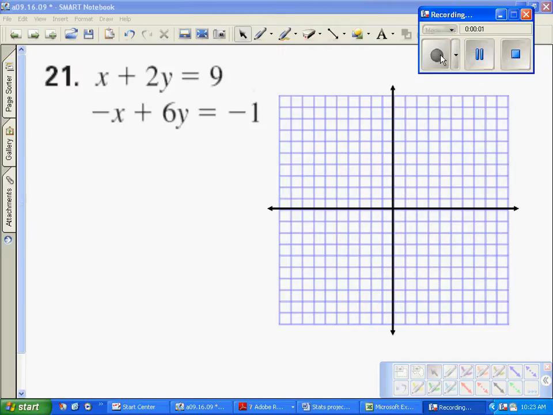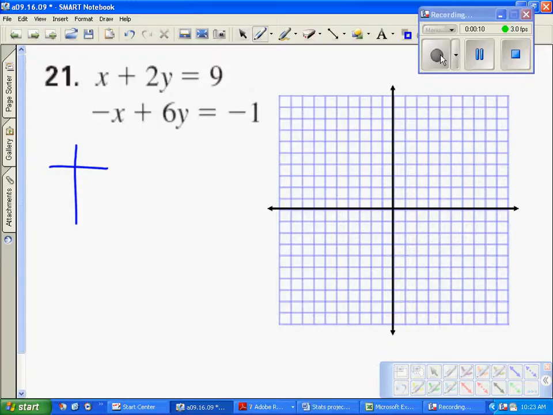All right, graphing systems of equations. We have to graph each line. My suggestion is you start with the first and you plot points, or you use the cover-up method. Ends up being the same process.